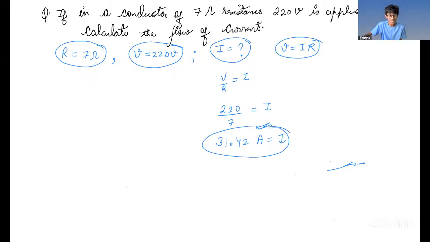See, 220 by 7, you can just say 22 by 7 is pi, so 220 by 7 is 10 pi. But see, pi is 22 by 7 approximately, but 22 by 7 is not exactly pi. Can you solve this?